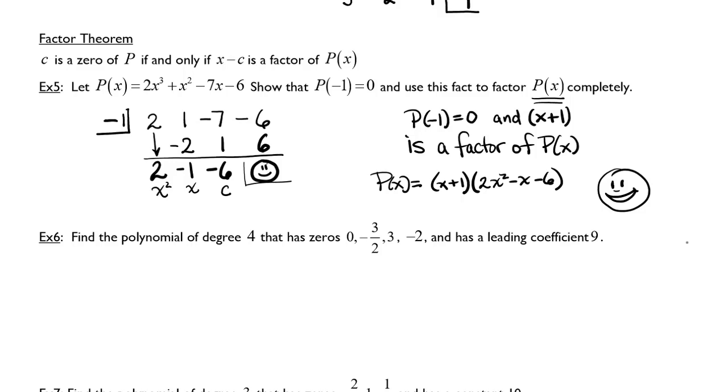So now let's kind of switch gears here. Now we're going to be given the zeros of a polynomial, and we're asked to find the polynomial itself.